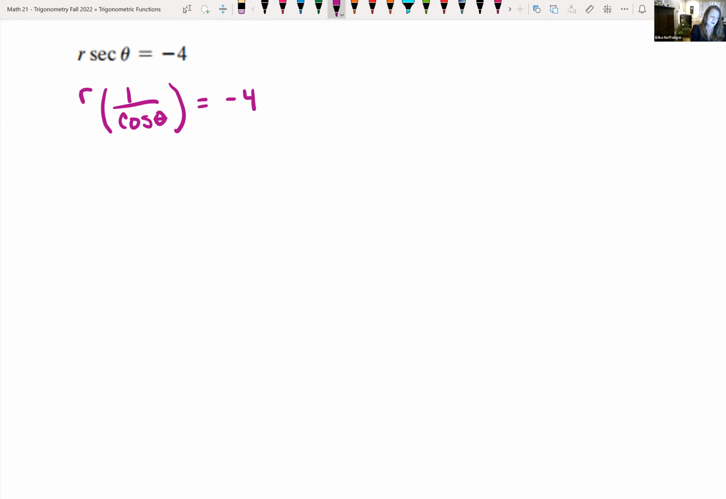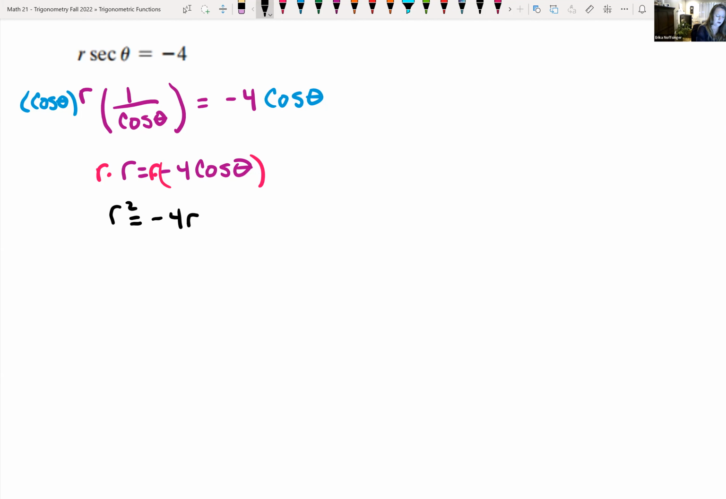So let's get cosine theta out of the denominator. Let's get r by itself. And we can do that by multiplying both sides of our equation by cosine theta. So now we have r is equal to negative 4 cosine theta. We tend to like it as r squared, so we can manipulate it to be r squared because it's an equation. We can multiply both sides of our equation by r. And so we get r squared is equal to negative 4r cosine theta.